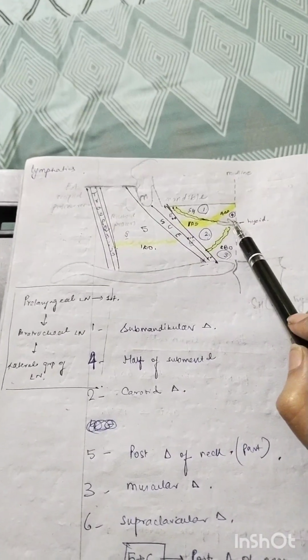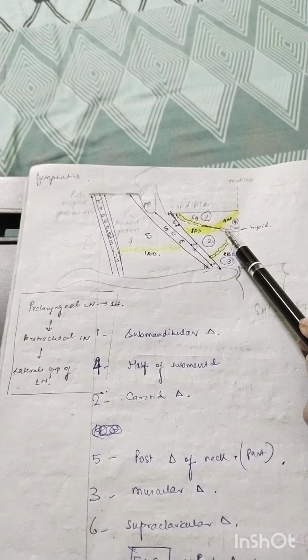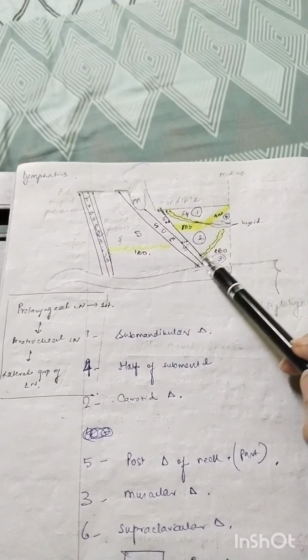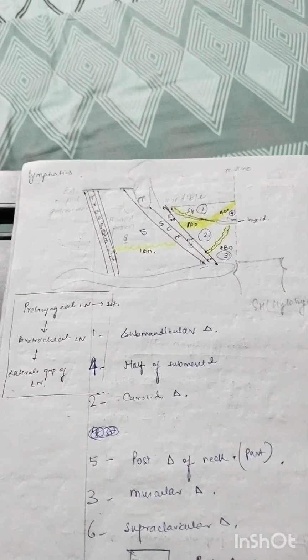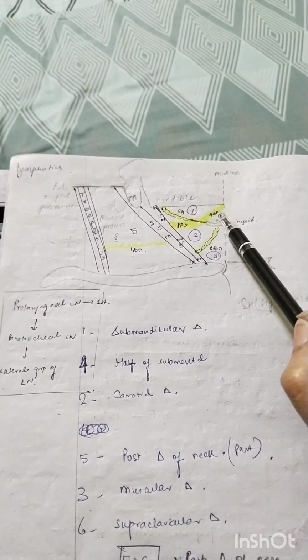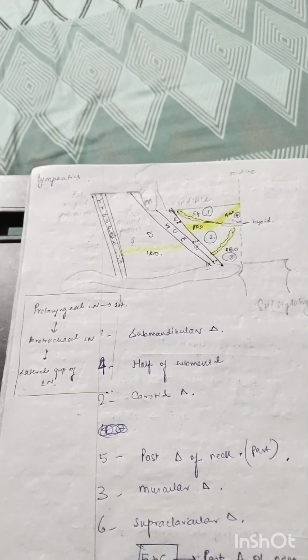This is the hyoid bone. Now this muscle here is the stylohyoid muscle. This muscle is the posterior belly of digastric. This is the anterior belly of the digastric. Here is the superior belly of omohyoid, and this is the inferior belly of the omohyoid. Now these four muscles which I have mentioned here, omohyoid, sternocleidomastoid, posterior and anterior belly of digastric, and sternohyoid, divide this neck region into 6 triangles.